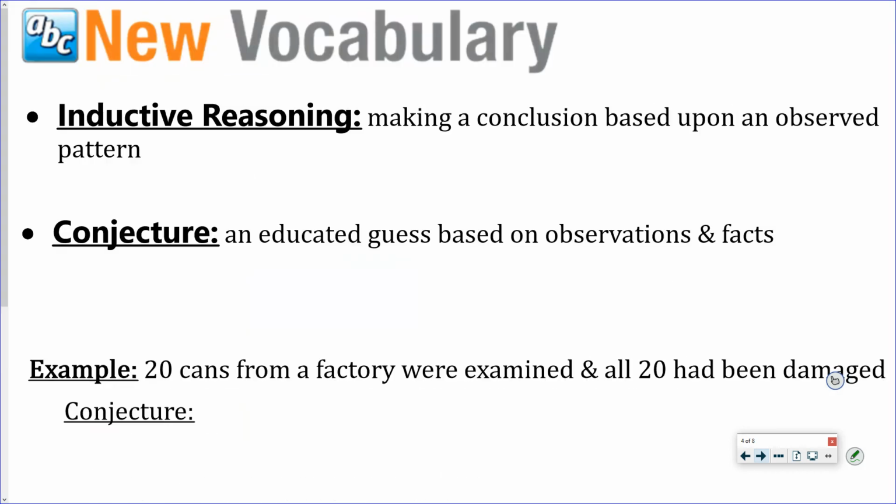And just a couple of vocab. Inductive reasoning, the definition, is making a conclusion based upon an observed pattern. So you're basically observing or looking at what has happened to figure out what's going to happen, or to make a prediction of what's going to happen by looking at some observations or facts or patterns. A conjecture is your educated guess of what's going to happen based on these observations and facts. It's kind of like, if you've ever talked about hypothesis in science, an educated guess, similar to that.